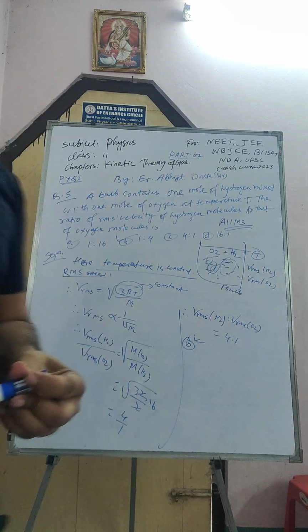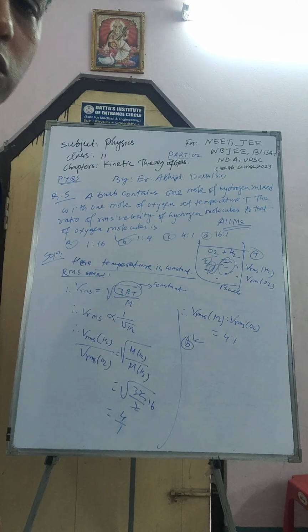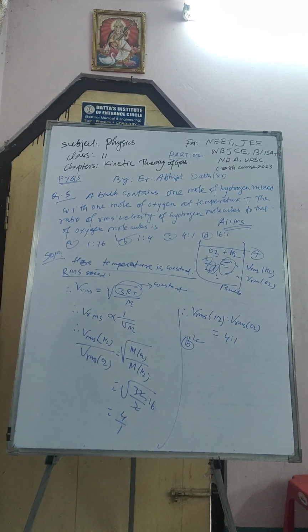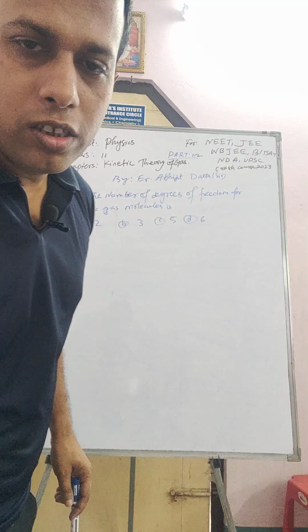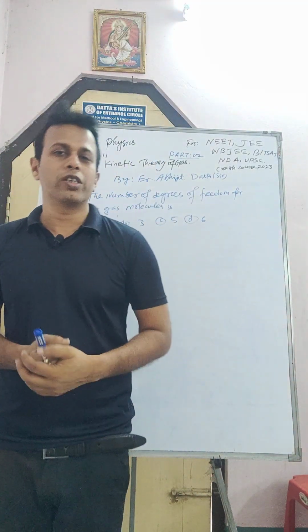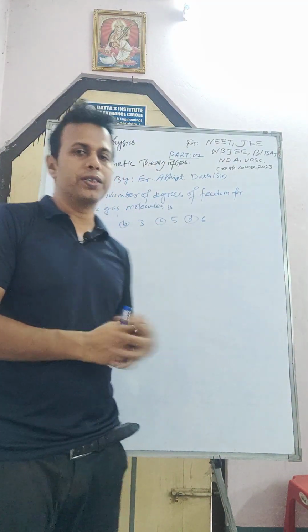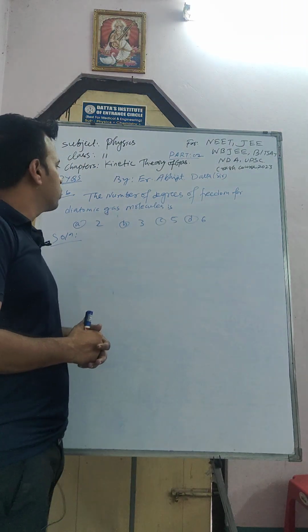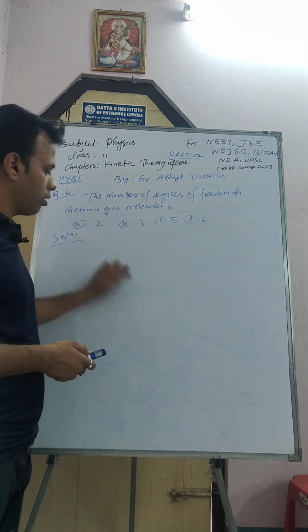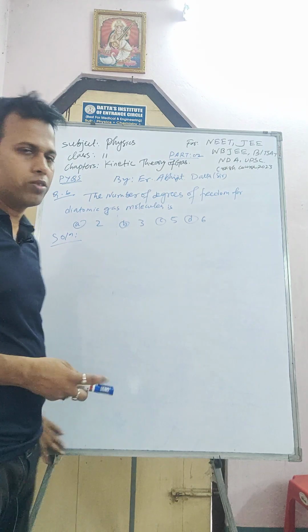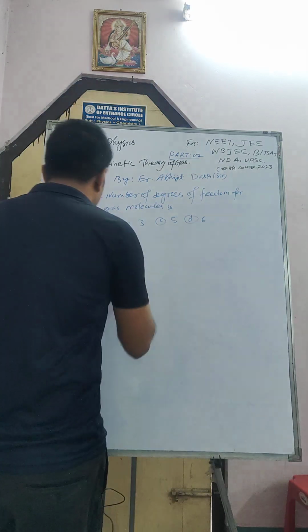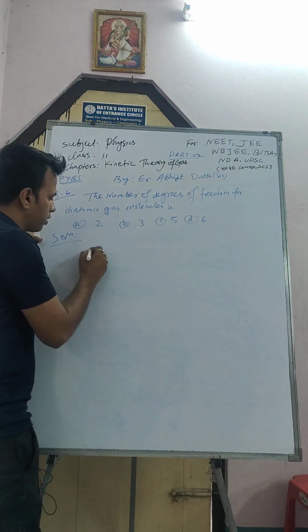Now we will do the next question, that is the last question of the lecture. Hello students, our last question of the lecture, question number 6, is: the number of degrees of freedom for a diatomic gas is what? So first we will explain what degrees of freedom is.